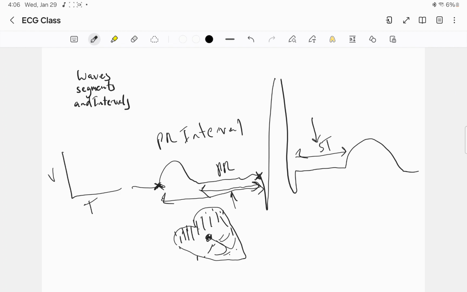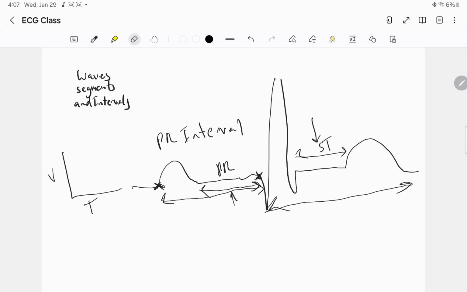the QT interval, this is the total time. So the QT interval is the total duration of ventricular electrical activity, because the ventricles depolarize and then they repolarize. So how long does it take for the ventricles to do their thing? That's basically what the QT interval is.